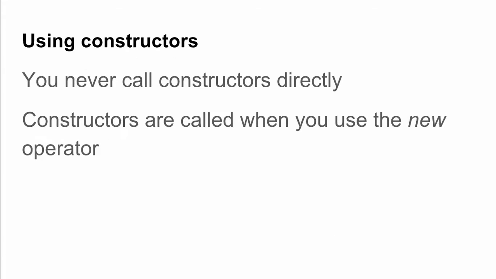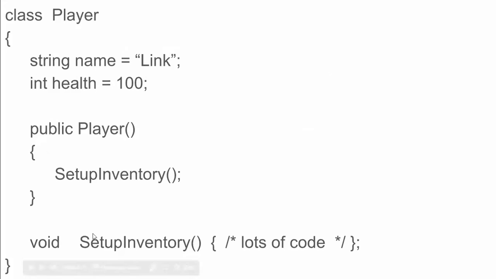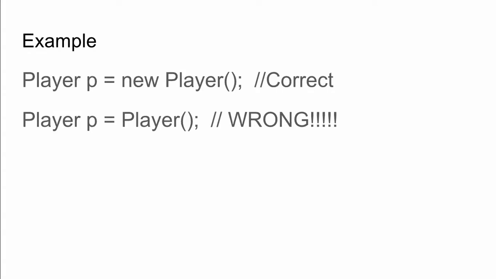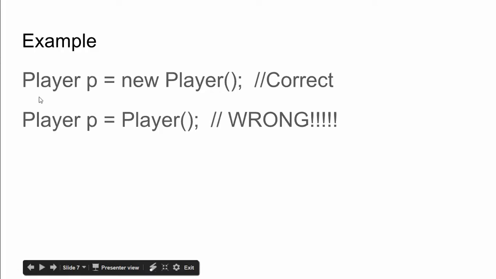Now, it's worth mentioning, since this is your first time through this, that you never call a constructor directly. Like you'll never say class Player or p.Player. You're never going to use the dot operator on a constructor. You're always going to use constructors in conjunction with the new keyword, right? You're always going to say new and then the name of the constructor, right? So here's an example. Player p = new Player.